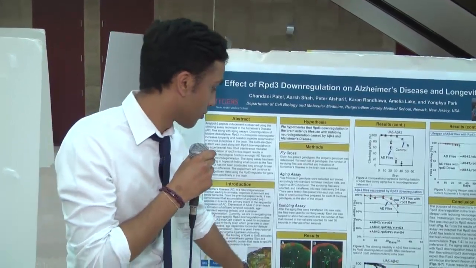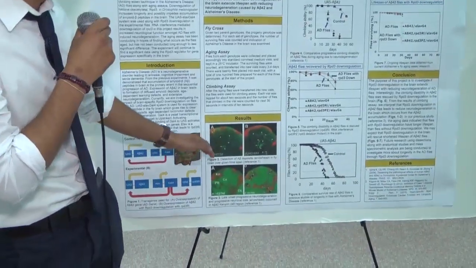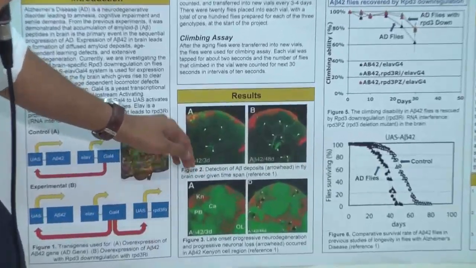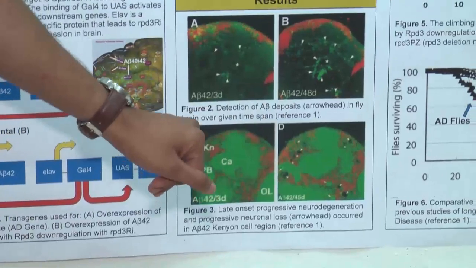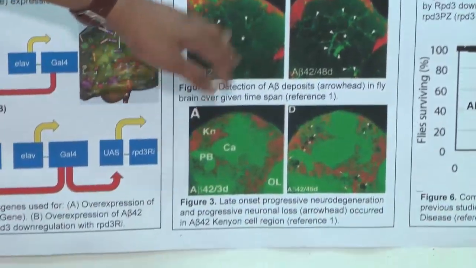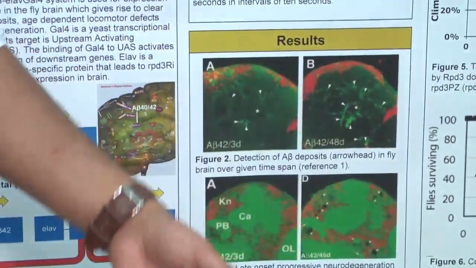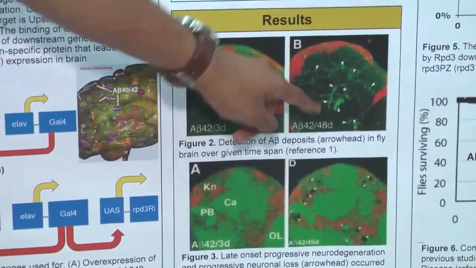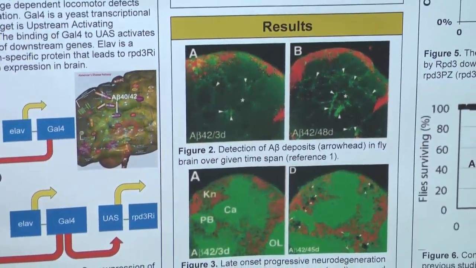Here, figure 2 and figure 3, the main reason we have that here is that we want to show the detection of the amyloid beta 42 in the fly brain as the flies age. So this is 3 days old, this is 48 days old. They both have AB42, but you can see through the arrowheads that as the flies get older, you get more accumulation of the amyloid beta 42 right here. That basically shows that there is neurodegeneration in the flies as they age.